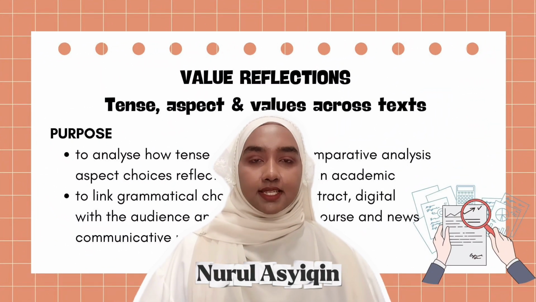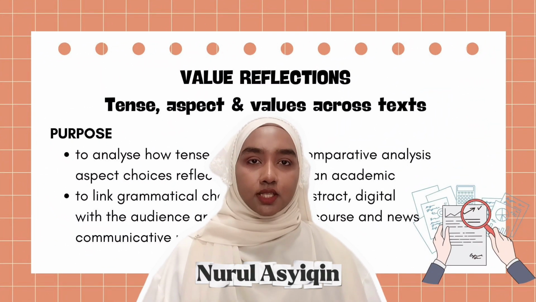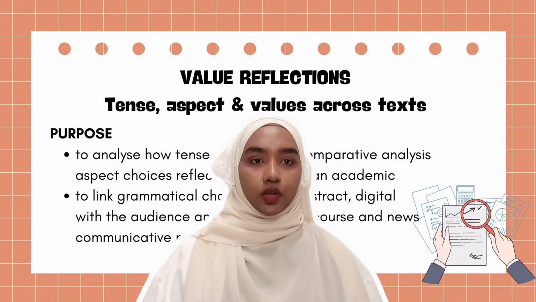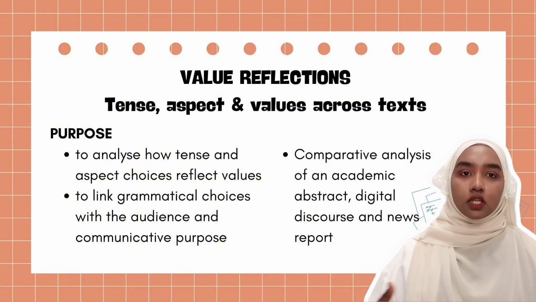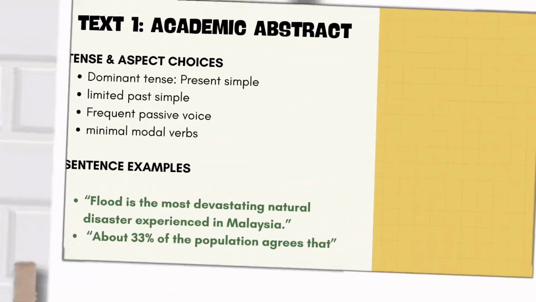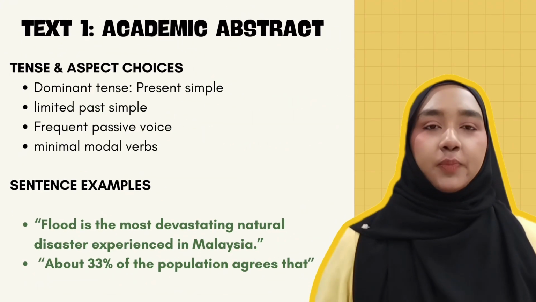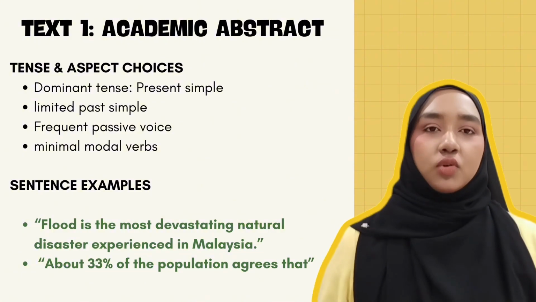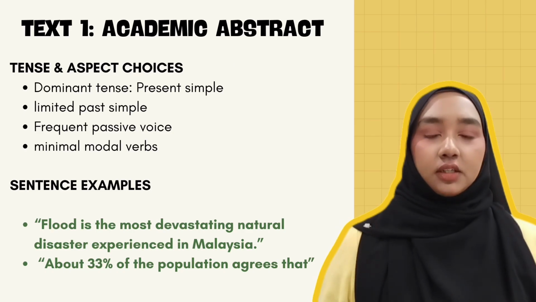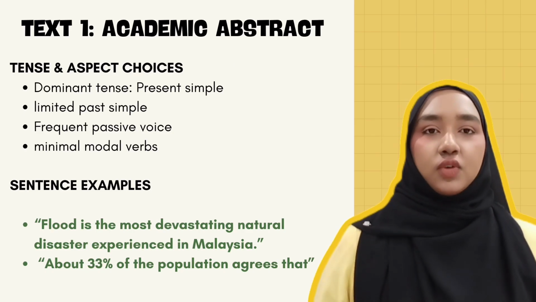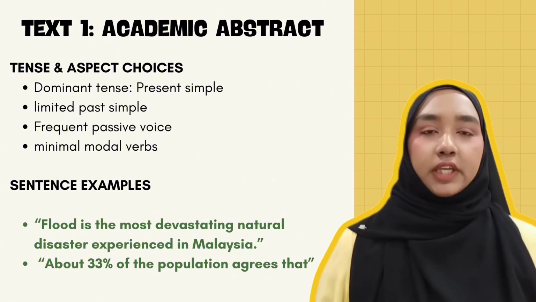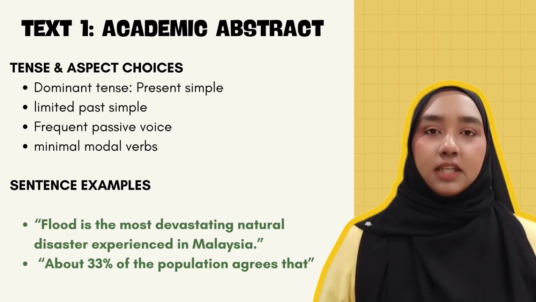Next, I will explain my analysis of tense, aspect, and voice choices across different text types, focusing on academic writing, digital discourse, and news reports. The aim is to show how grammatical choices reflect audience, purpose, and dominant values. This abstract mainly uses the present simple. For example, "flood is the most devastating natural disaster" and "about 33% of the population agrees" are in the present simple, which signals general truths and established facts, which support the values of accuracy and objectivity rather than immediacy.